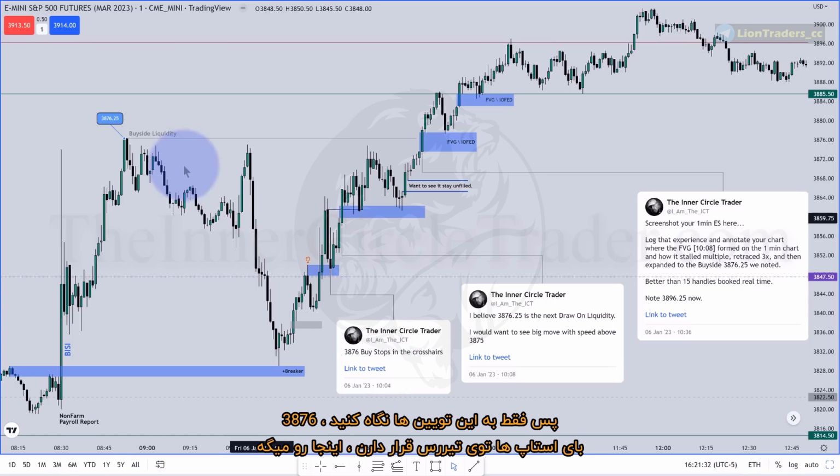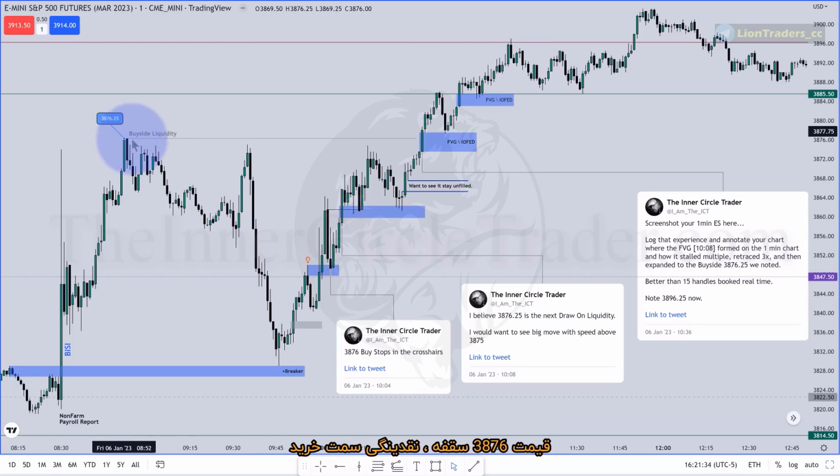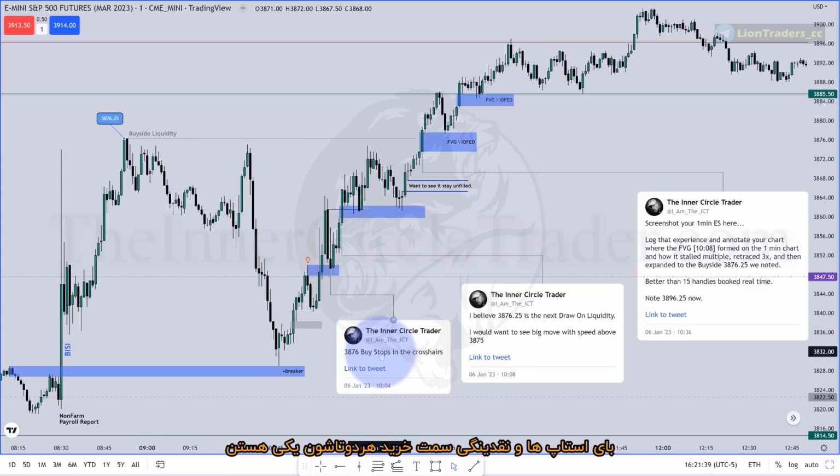38.76, buy stops are in the crosshairs. That's this. 38.76 is the high, buy side liquidity. Buy stops and buy side liquidity is the same thing interchangeably. In the crosshairs means it's likely to go up there. Okay, that's what my language is implying there.